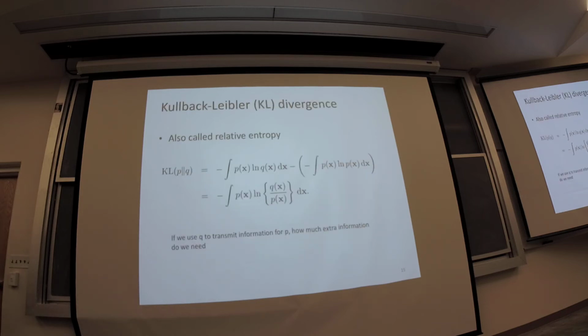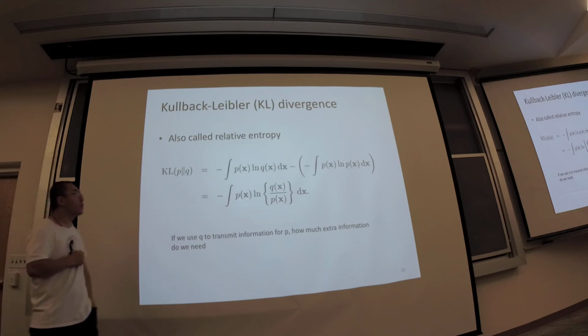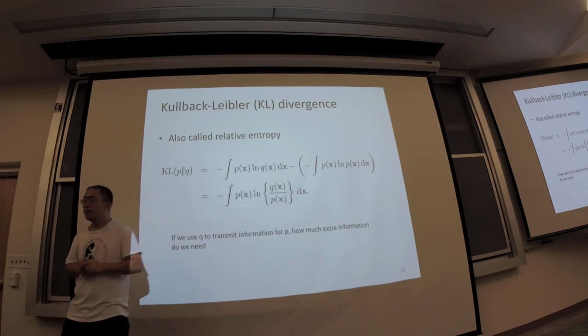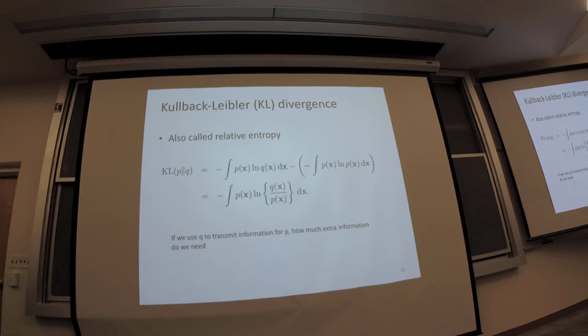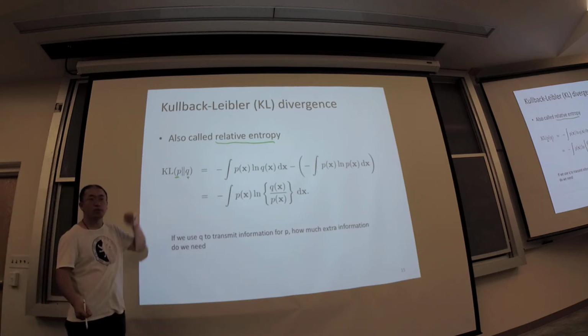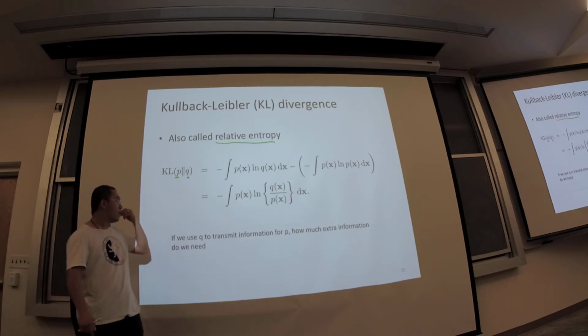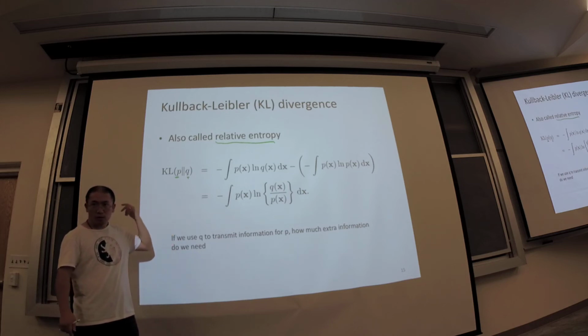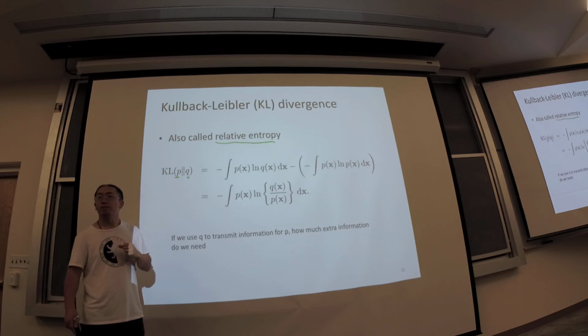And probably the most important concept here, Kullback-Leibler divergence. It is also called relative entropy. So Kullback-Leibler divergence is defined as a function over two probability distributions, P and Q. P and Q can be the distributions for discrete random variables or continuous random variables.